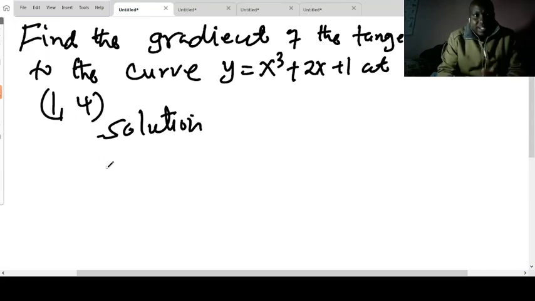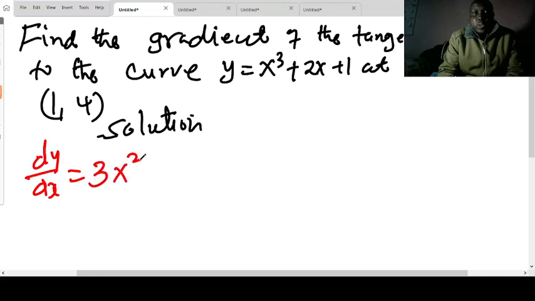Solution. Rule number 1, because we are looking for the gradient of the curve, remember the gradient of the tangent is equal to the gradient of the curve. So we start by getting the gradient of the curve. And how do you get the gradient of the curve? You differentiate and then substitute with the value of x. So the gradient is given by dy over dx. Then we differentiate, which is going to be 3x squared plus 2. And that is the gradient function.